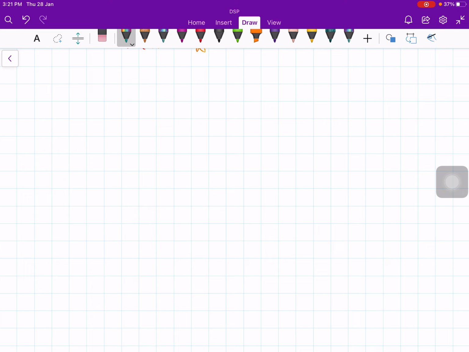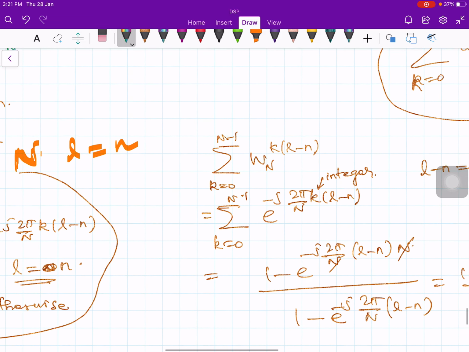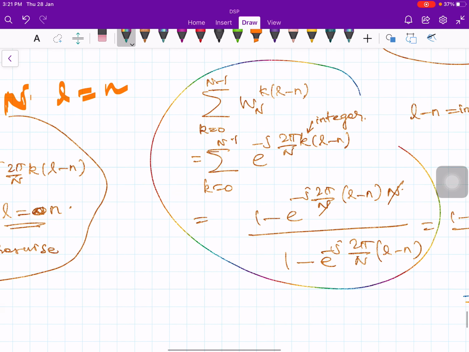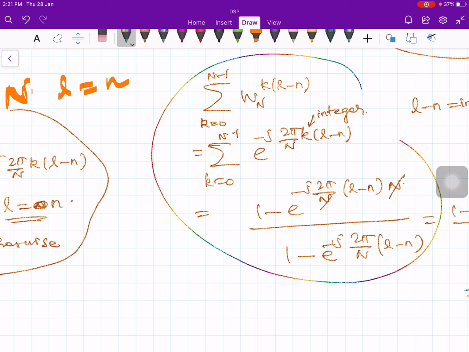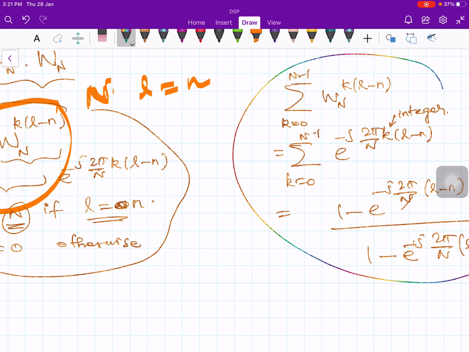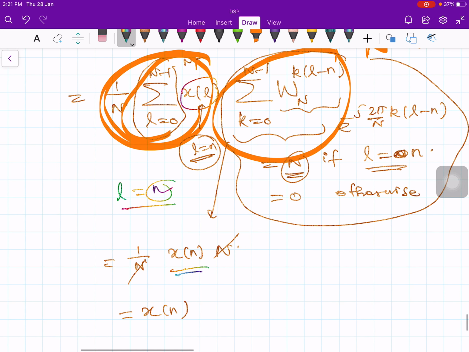Okay, so we have proved. This is the outline of the proof. You can carry out the algebra. The only point to notice is this substitution: substitute W_N equal to e to the minus j 2 pi by capital N and carry out the summation, and you will get this result. So this is the proof of the inversion formula. Since you have this additional N coming, the left hand side is equal to this N, and that N will get cancelled, and the left hand side is equal to the right hand side. So the proof is very straightforward.